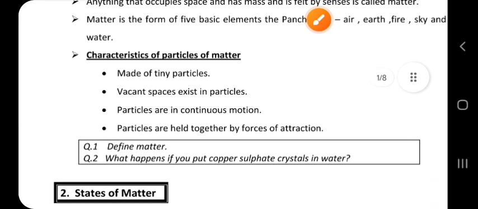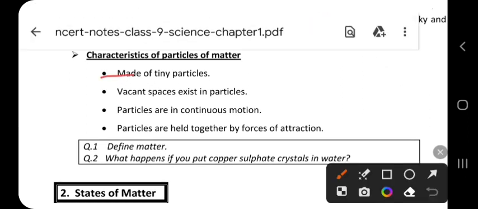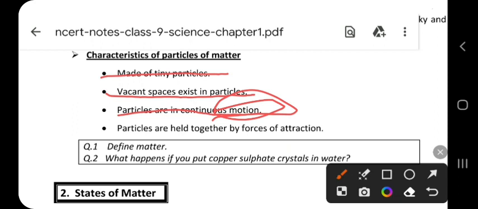Characteristics of particles of matter. Particles of matter are made up of tiny particles. Space exists between the particles. For example, when we dissolve salt in water, the salt goes into the spaces between water particles and settles down in the particles of water. Particles are in continuous motion. For example, smoke goes up in the sky. This is an example of particles of matter being in continuous motion. Particles are held together by force of attraction.